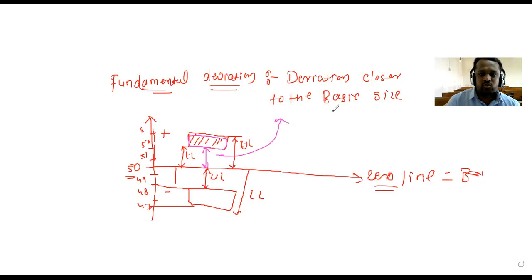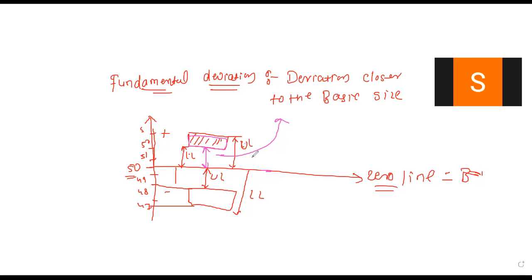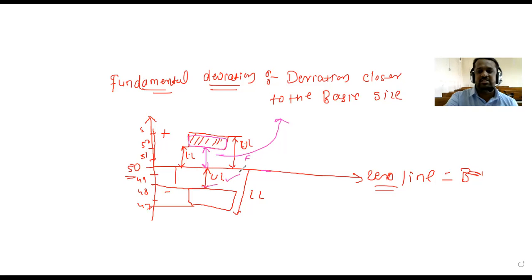The deviation which is closer to the basic size. That means which one is closer to the basic size, the upper deviation or the lower deviation? Lower. Then it is the fundamental deviation in this case. And in this case, what is the fundamental deviation? Upper. Upper deviation is the fundamental deviation. Okay, that point you just have to remember.